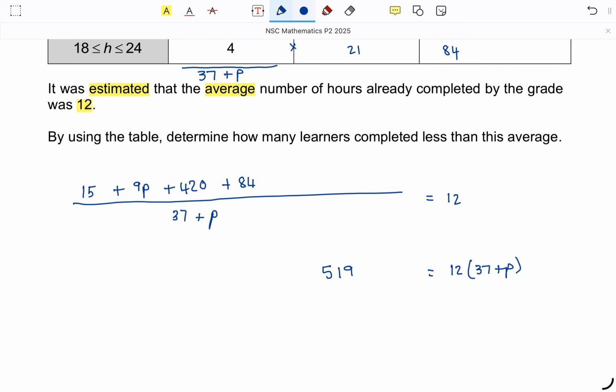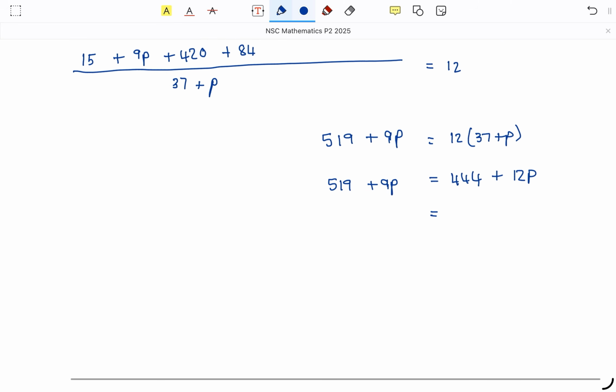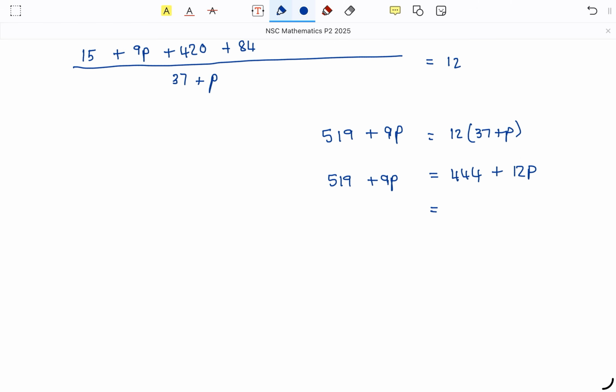That's going to give us 519 plus 9p. We can then multiply out the brackets on the right-hand side. The left-hand side stays the same for this line. Then we can take all the p's to the one side. So I'm going to take the 9p over to the right. So it's going to subtract and leave me with 3p. And then the 444 will go over to the left and subtract, and it will leave me with 75. Then I can just divide the 3 away, and p would be 25.